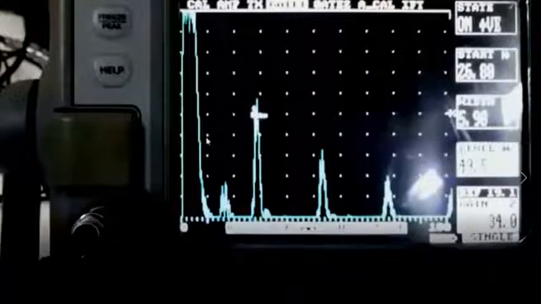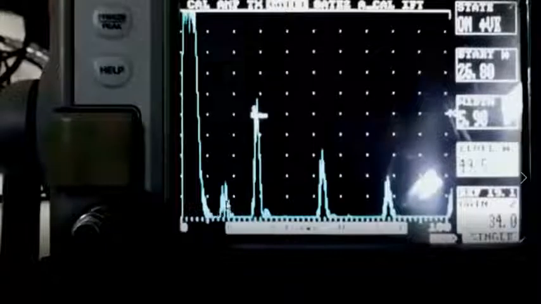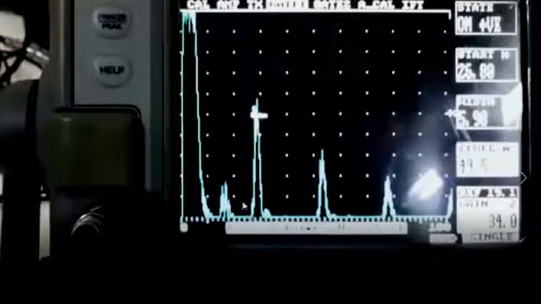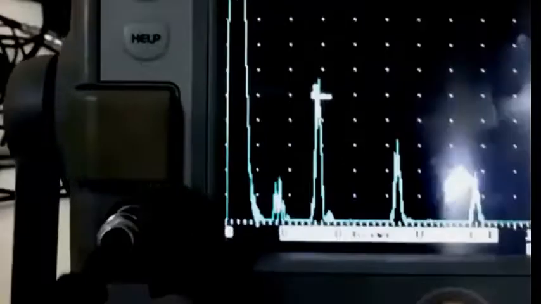Anything which comes in between this initial pulse and this back wall signal will be taken as a defect. Here you can see a small echo, but this is probably noise. This is not really any defect signal. This noise is there, which you need to take care of again by calibrating the transducer so that it can be eliminated when you actually do the examination.